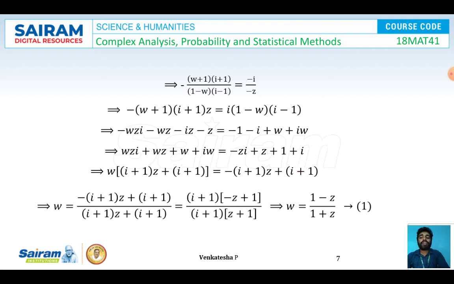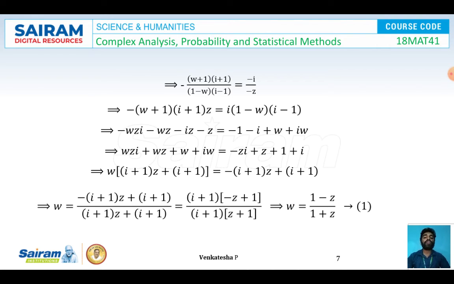So now it will become what? Equation w is equal to minus of (i plus 1) into z plus (i plus 1) divided by (i plus 1) z plus (i plus 1). So by taking (i plus 1) common from here, it will become (i plus 1) into (minus z plus 1) divided by (i plus 1) into (z plus 1). So I can cancel both (i plus 1) terms here. So I got w is equal to (1 minus z) by (1 plus z), which is the required bilinear transformation.